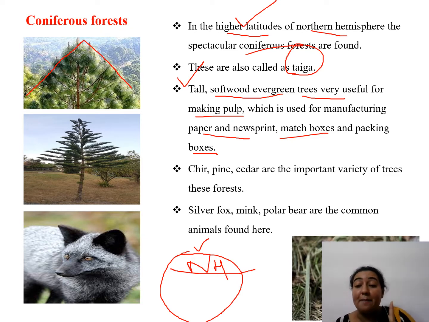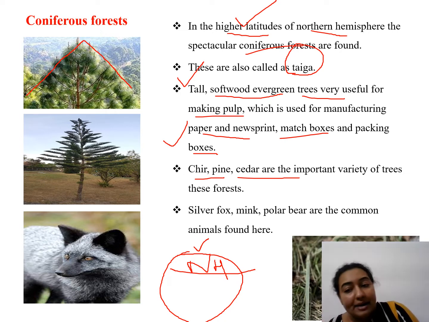Why? One reason for being green is that they are found in the northern hemisphere where there is extreme winter. So winter protects it from drying eventually. Chir, pine, cedar are important varieties of these forests. So we can see a pine tree.